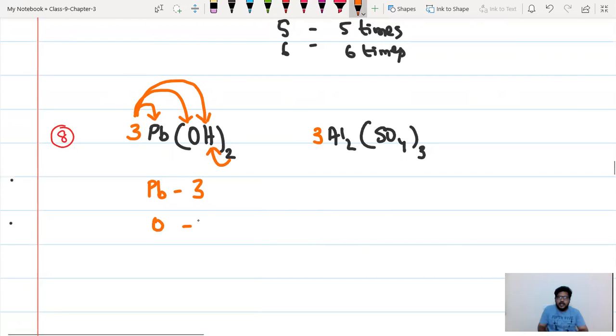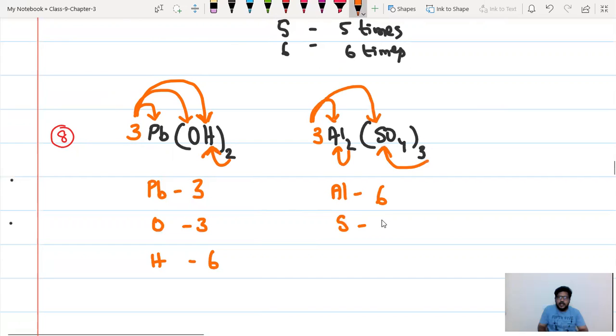Now how many oxygens? Of course 3. How many hydrogens? 3 is given. You can observe one arrow mark here. 3 is given. You can observe another arrow mark here. 2 is given. 3 into 2, 6. Now how many aluminiums here? 3 should be given to aluminium. 2 is given to aluminium. 3 into 2, 6. How many sulfurs? 3 should be given to sulfur. This 3 should be given to sulfur.